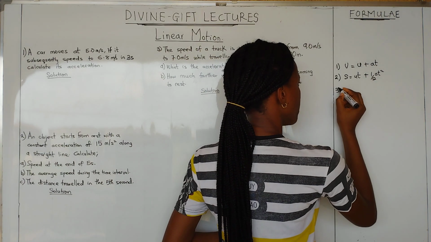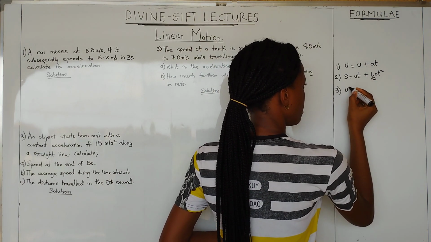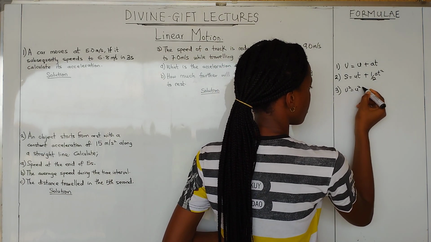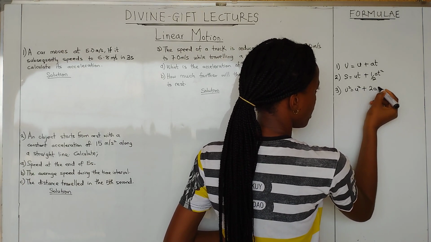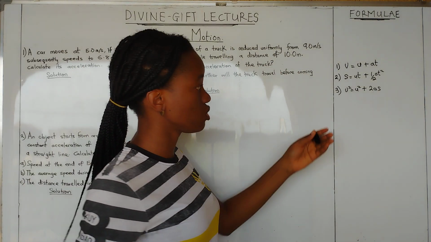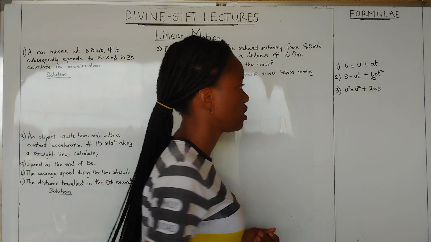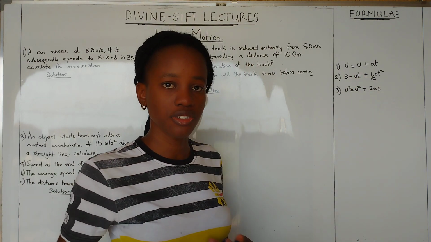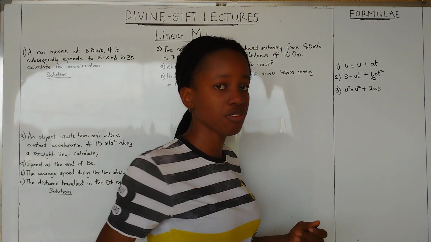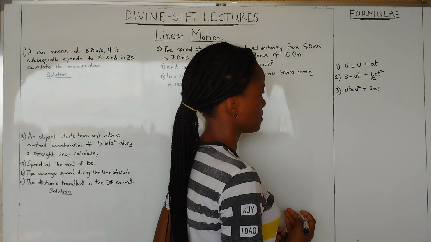The third equation we are going to be making use of is V squared = U squared + 2AS. V, as we have said, is final velocity or speed. U, as we have said, is initial velocity or speed. A is acceleration and S is distance.